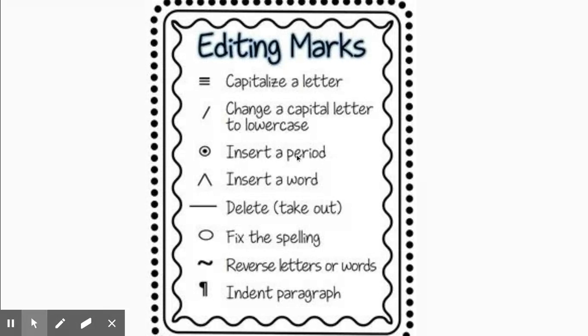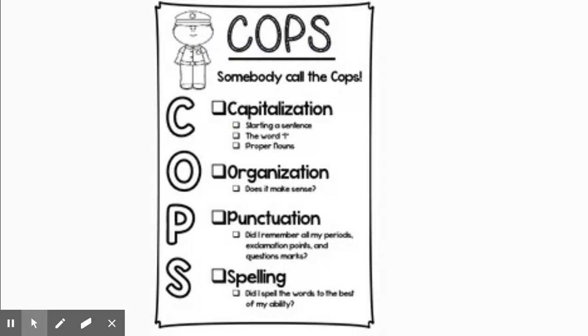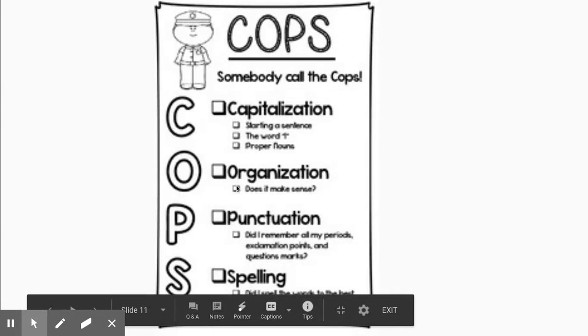Now, inserting a period or question mark or an exclamation point, you will write your punctuation mark and then circle it. And that will show that you checked and fixed your punctuation. Check, I'm done with my P in C.O.P.S.